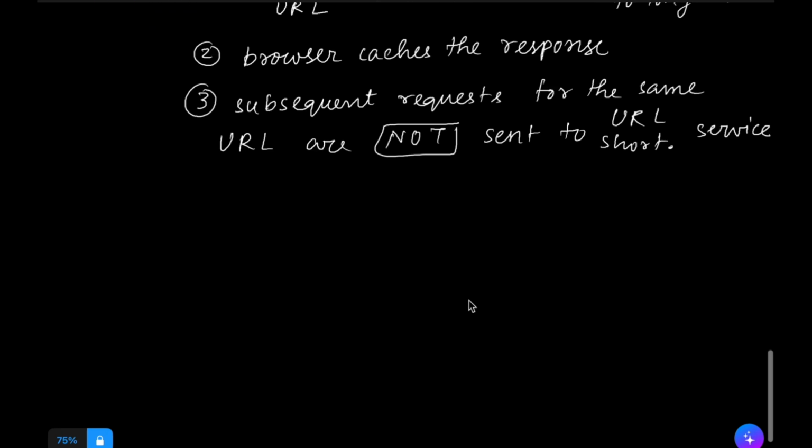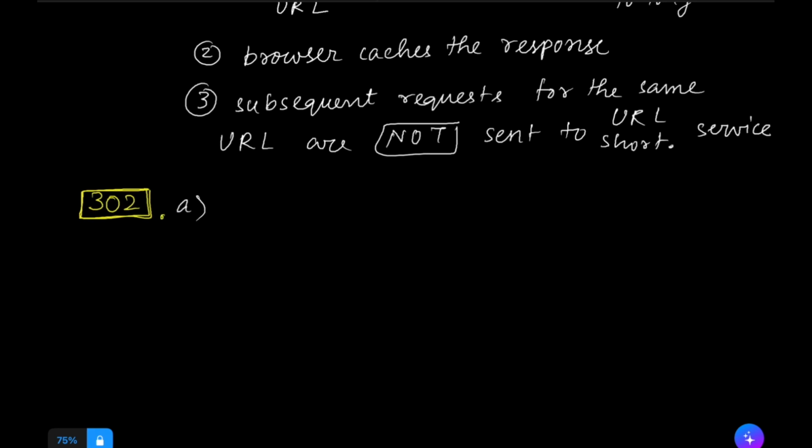Whereas if we get a status code of 302, the difference is that this is a temporary movement. Like we saw above, 301 was a permanent movement, but this one is a temporary movement. So subsequent requests to the same URL are sent to the shortening service to convert it into the long URL, and ultimately the client reaches the actual application using the long URL.